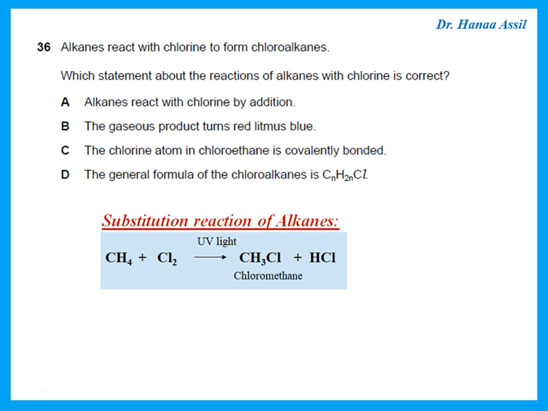He says alkanes react with chlorine by addition. No, you should know that this is called a substitution reaction. Only alkenes do addition. The gaseous product turns red litmus to blue? Well, which gas are we forming here? We're forming hydrogen chloride. If you test it with damp litmus paper, it should turn it red, not blue. The chlorine atom in chloroethane is covalently bonded. Yes, of course, it is covalently bonded. So that should be my answer.